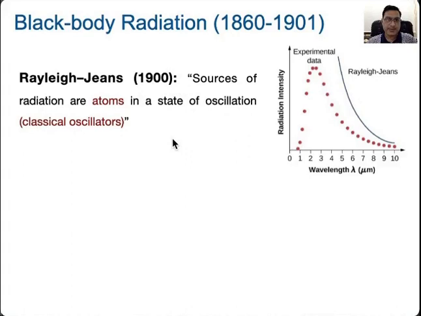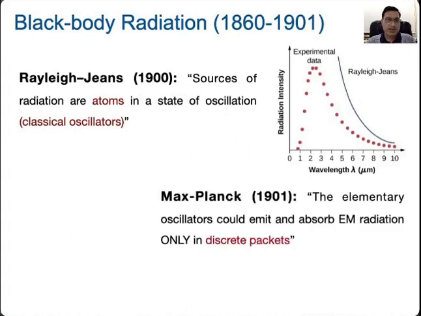Now, using this idea, Max Planck came up with a very challenging and very interesting suggestion. In 1901 he said that the elementary oscillators, which Rayleigh-Jeans said are the sources, absorbing and emitting the light, can only absorb and emit light not in a continuous way, but in units of quanta or discrete packets. And that's how the concept of the photon was put forward: light is not a continuous wave, but also behaves like small units, which you can call particles.